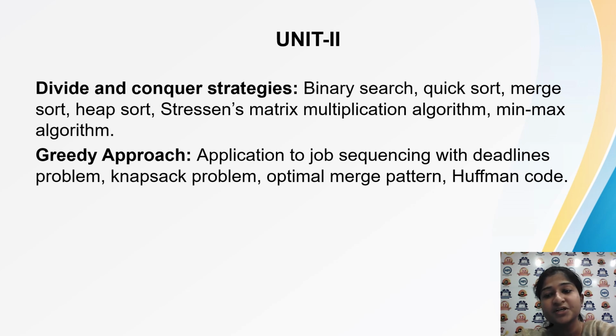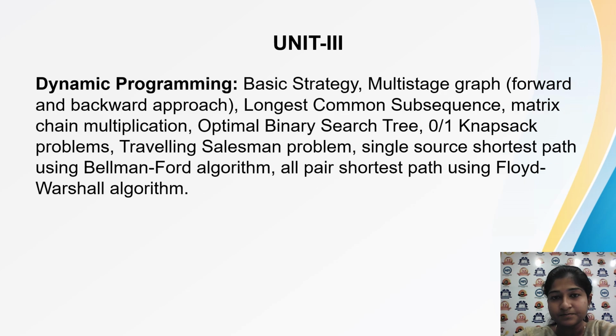In matrix multiplication, if we are using the traditional method, it will take order of n cube time, and Strassen matrix multiplication will take order of n raised to power 2.8 time. So which has been reduced. In greedy approach, we move forward by obtaining the best solution at that particular moment, irrespective of other solutions. And in this approach, we will study knapsack problem, optimal merge pattern, and Huffman coding.